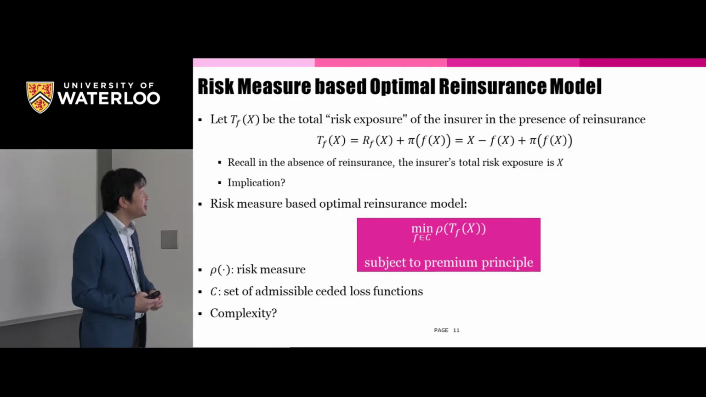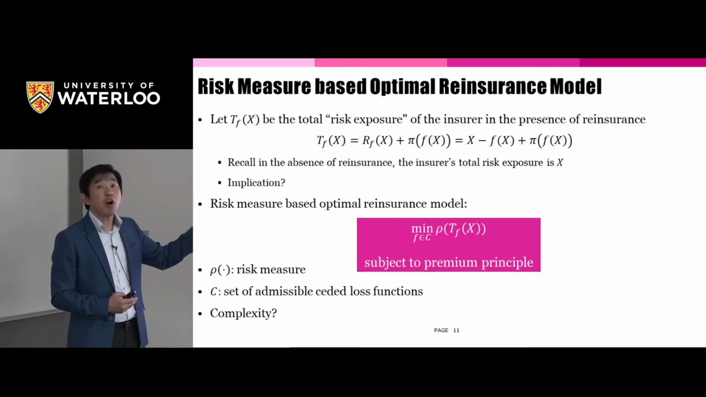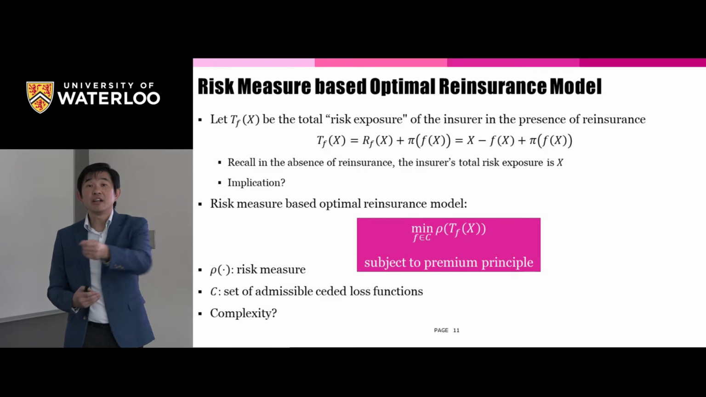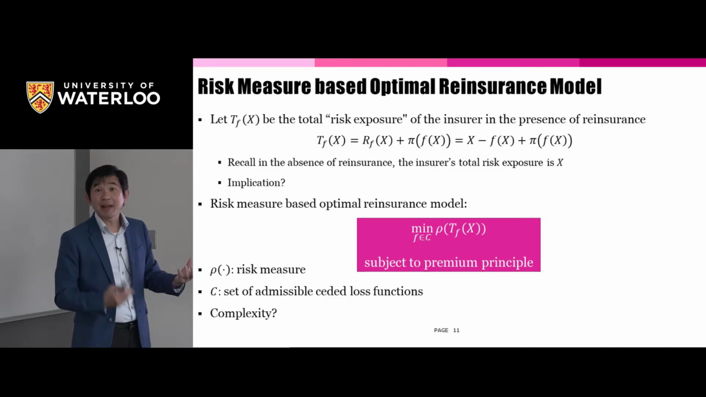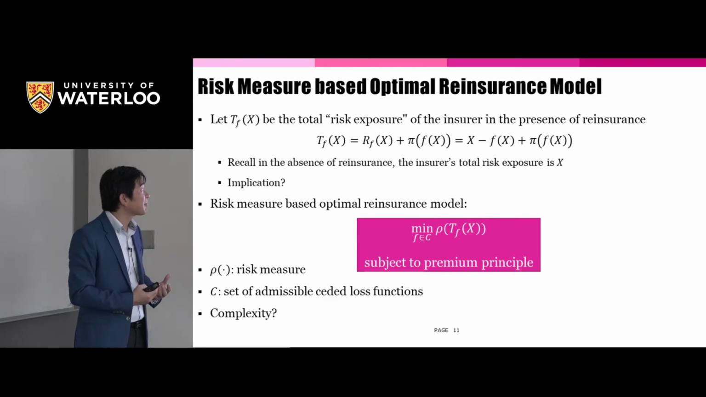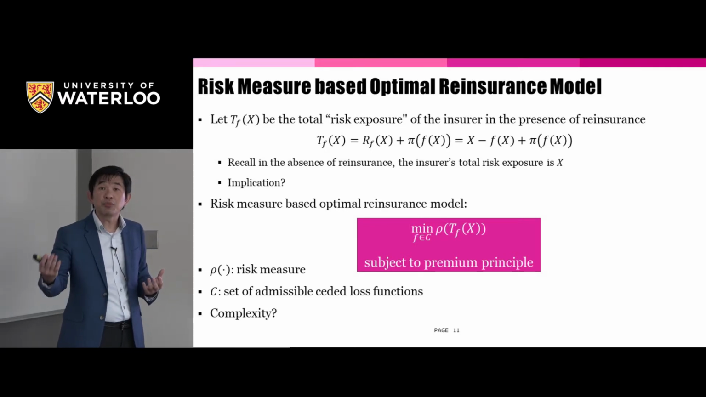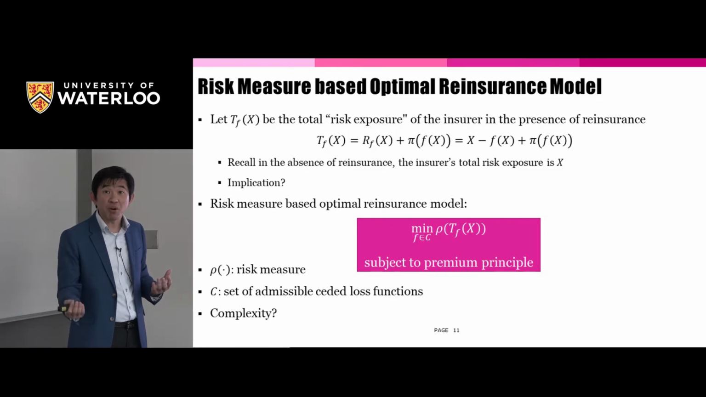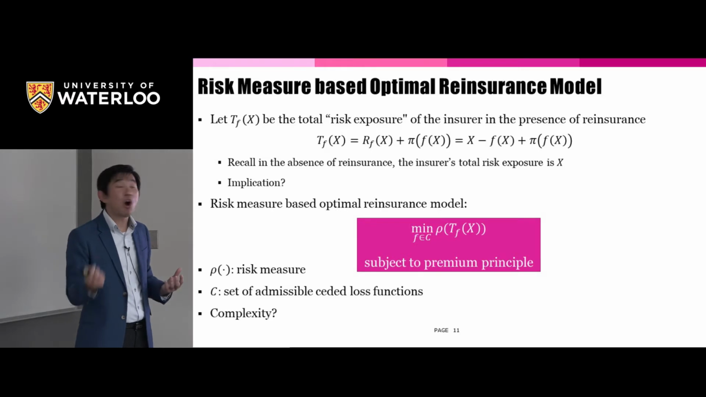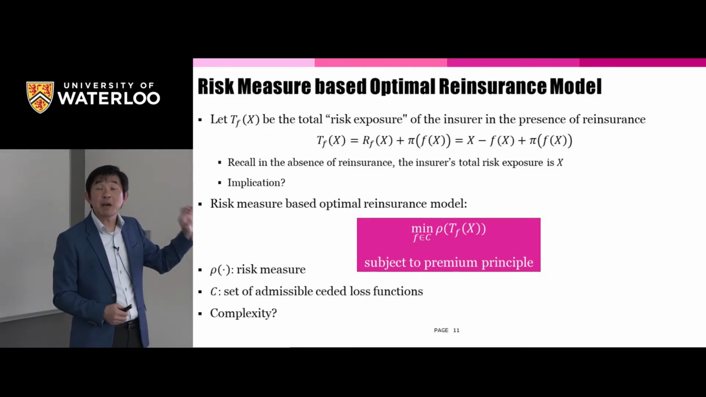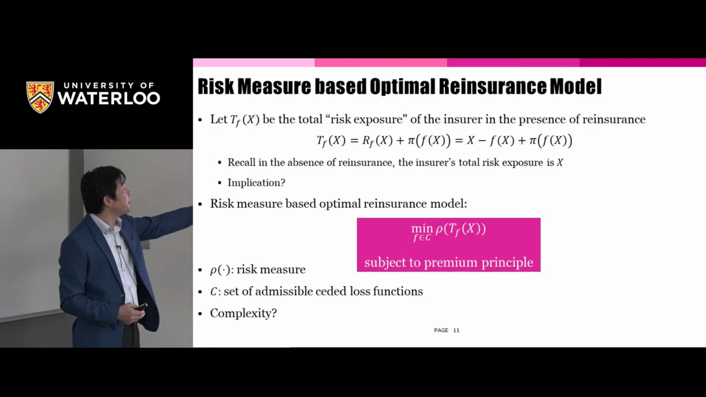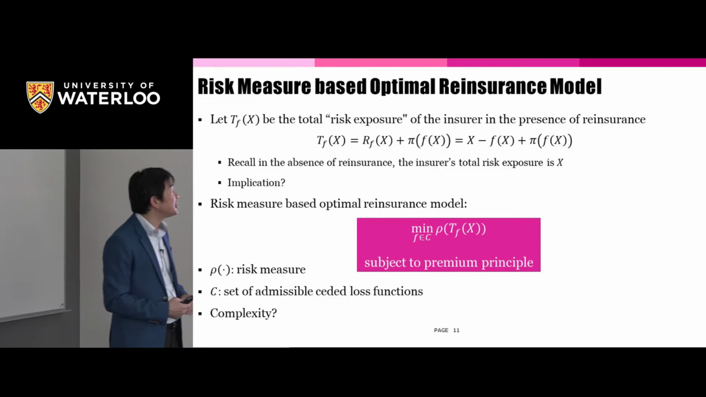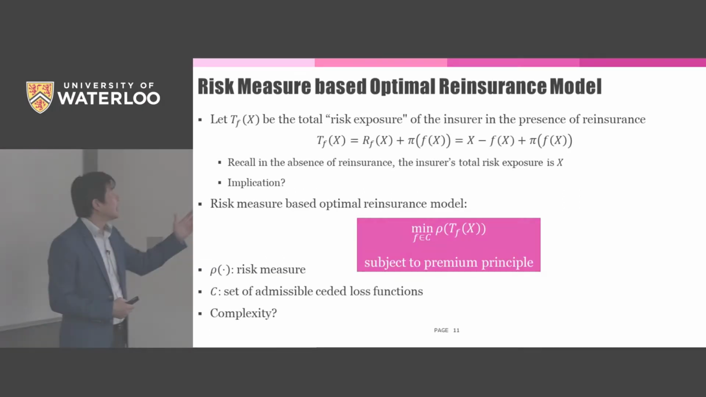What this means is that if more of the risk is being ceded to the reinsurance company, the retained risk will be smaller, but at the expense of a higher reinsurance premium. Okay? On the other hand, if the amount of risk that is being ceded to the reinsurance company is less, which means that the pi is small, this will be achieved at the expense of a higher retained risk. So this again demonstrates the trade-off that we discussed earlier. Note that as a comparison, in the absence of reinsurance, the insurer's total risk exposure is simply given by X.